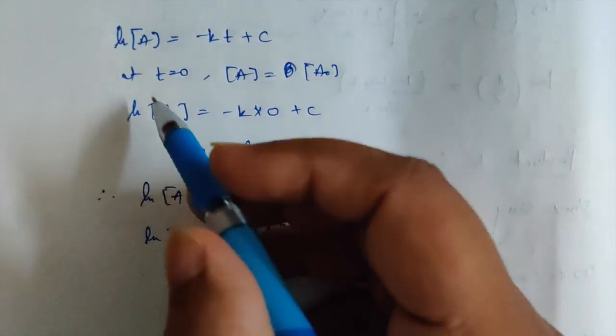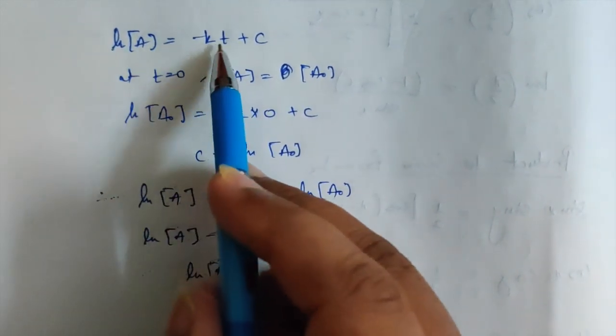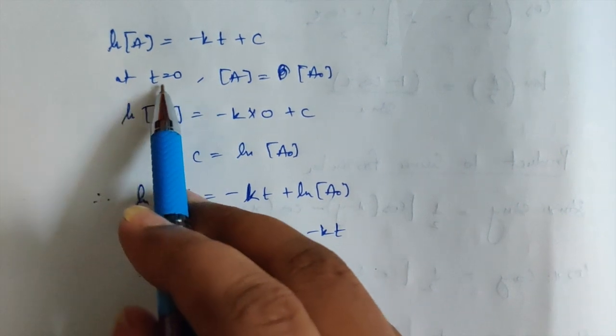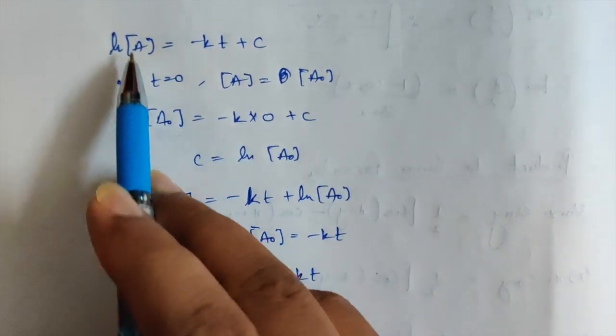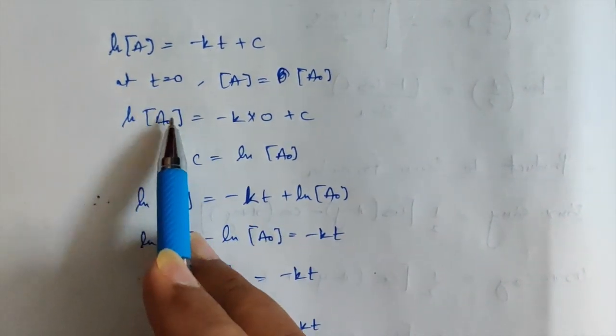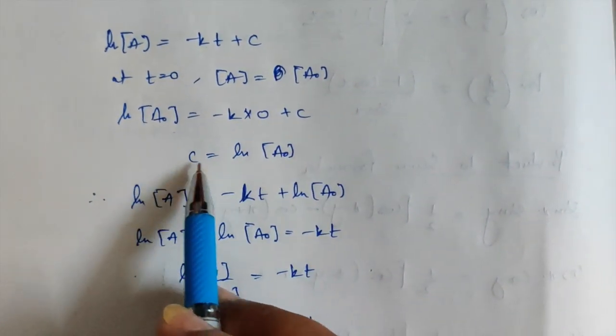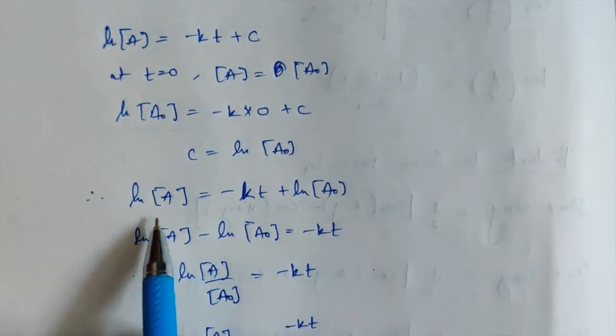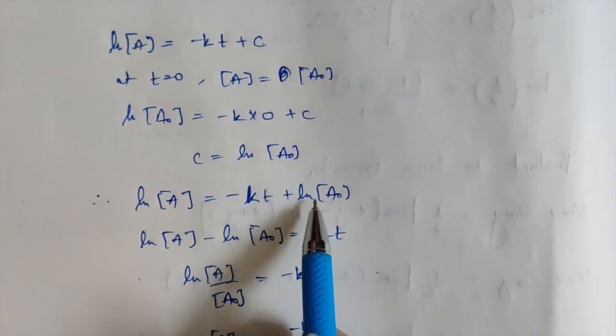So it's like this: ln A is equal to minus kt plus C. This is what we got after integration. Now at t equals 0, A will be A naught, so put it over here. You will get ln A naught is equal to C. So that means C is equal to ln A naught. You put it back in this equation, and you get ln A is equal to minus kt plus ln A naught.